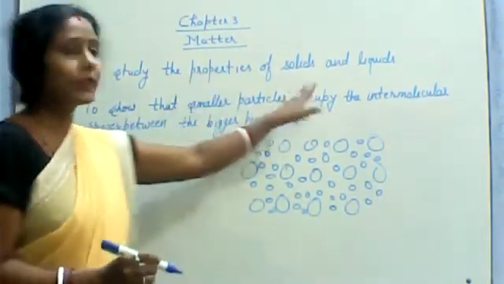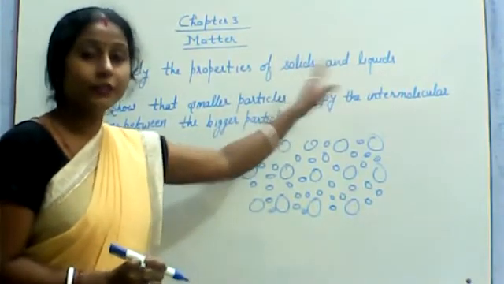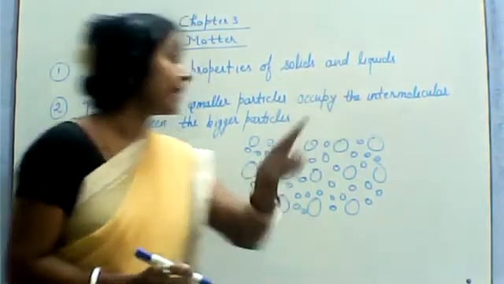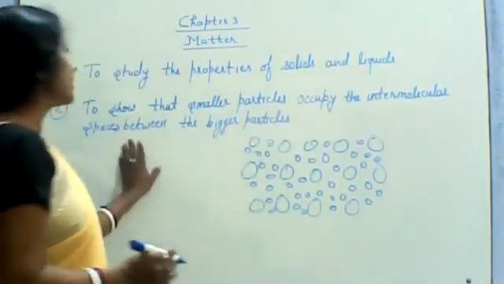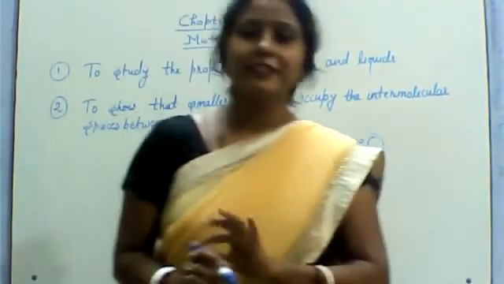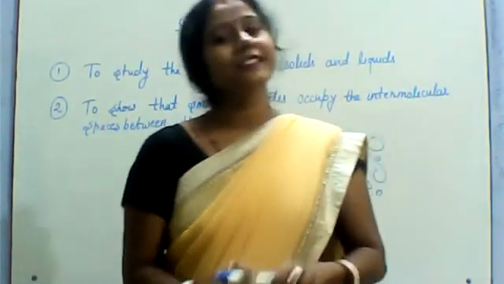First one, properties of solids and liquids, and second one, smaller particles always occupy the intermolecular spaces between bigger particles. Understood, students? So for today, only this much. Thank you.